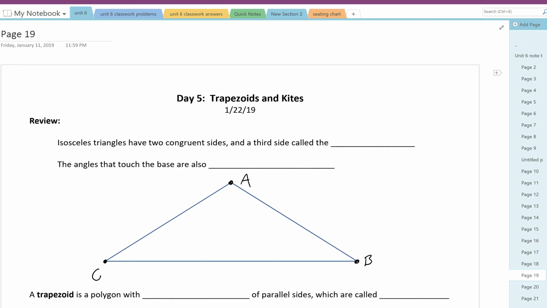All right, today's about trapezoids and kites, but before we do that, as always, I'm going to review a couple things first, actually just one thing. And that one thing is an isosceles triangle.